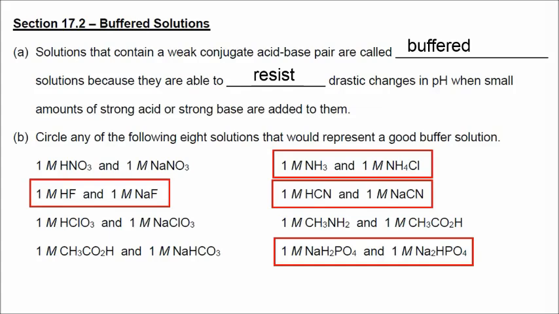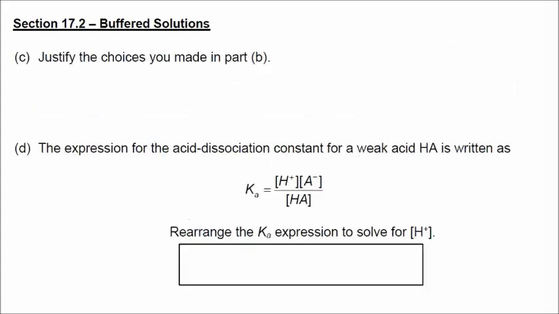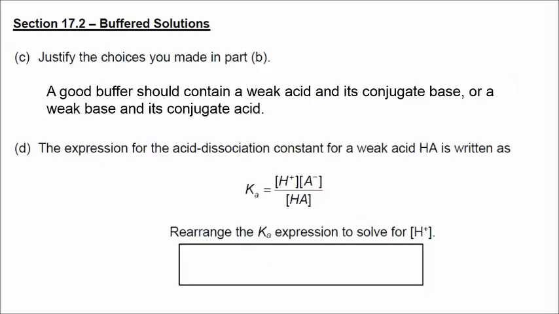So I've answered question B, but I've also answered part C, justify the choices. A good buffer should contain, as I said, a weak acid and its conjugate base, or a weak base and its conjugate acid.